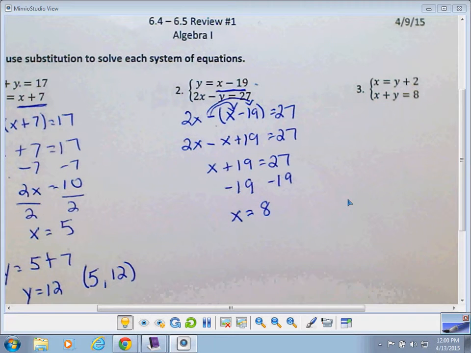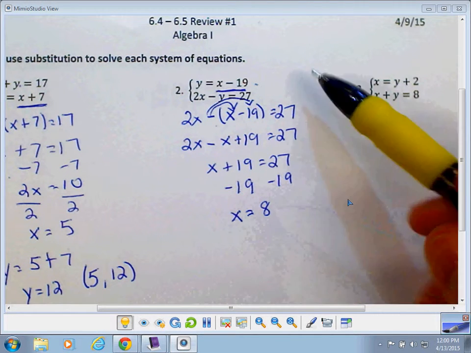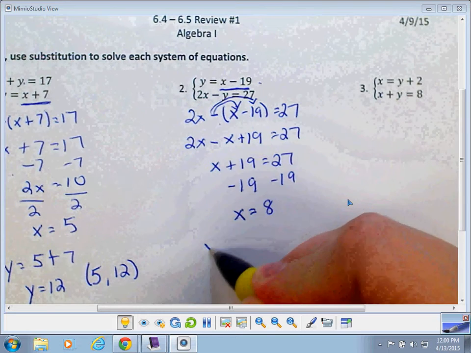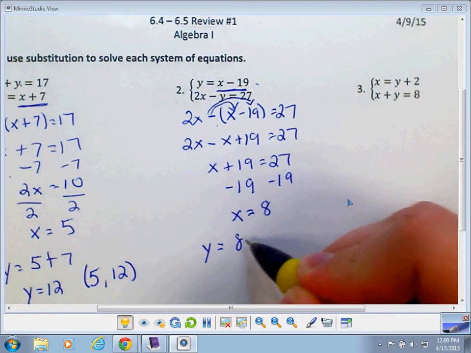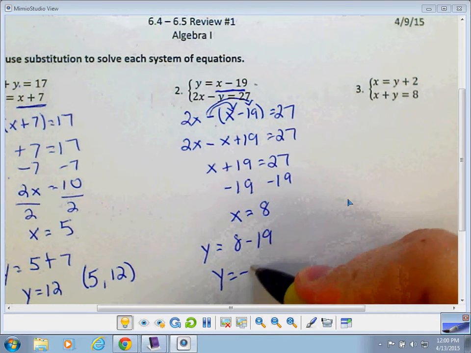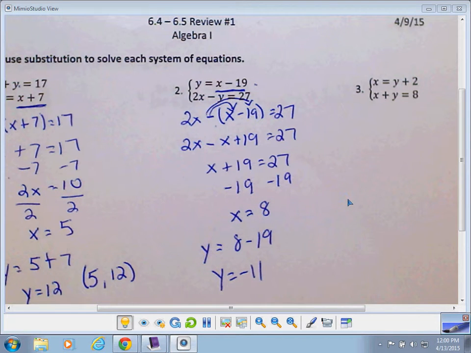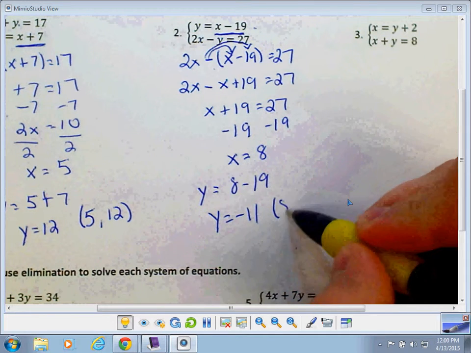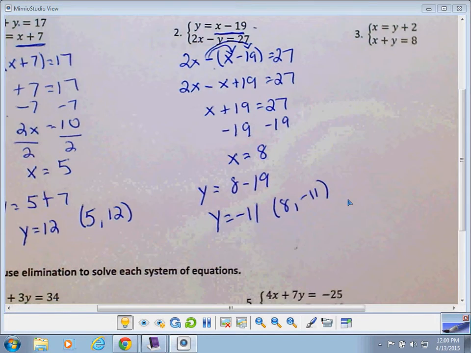So now we know what x is equal to. Now we want to plug that back into one of the first two equations to solve for y. I would choose the first one because it's already solved for y. So y is equal to 8 minus 19. So then y is equal to negative 11. So that means then our solution to this system is 8, negative 11. You always want to write down your solution points.